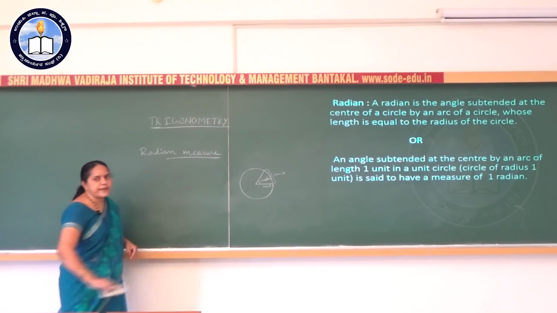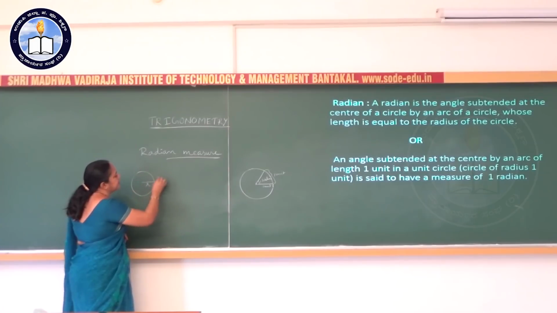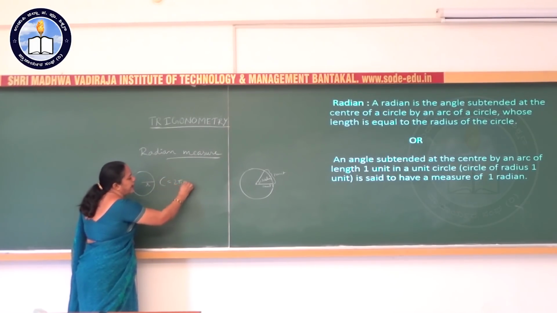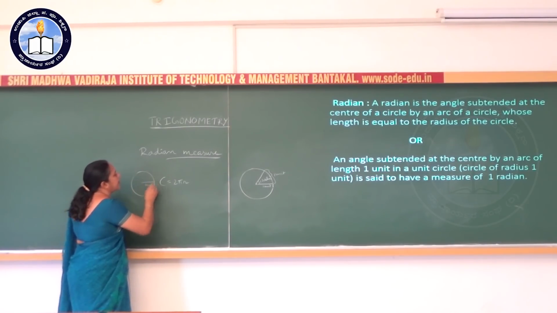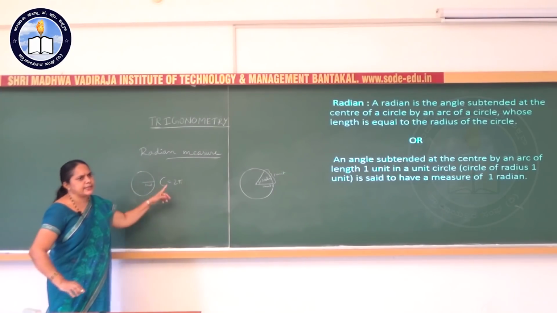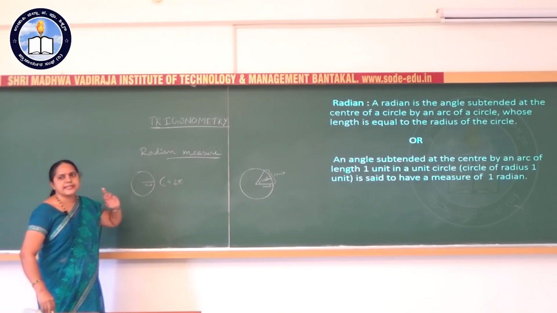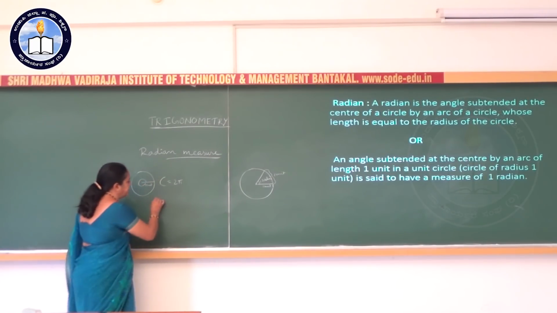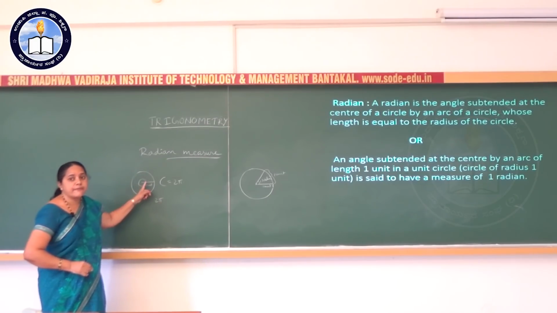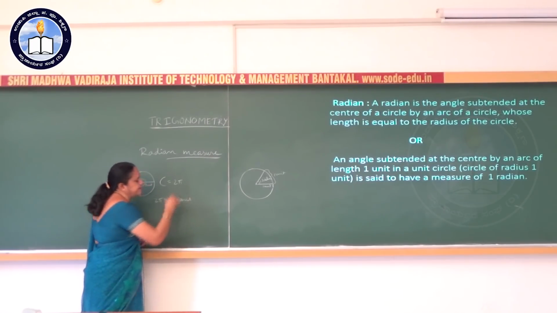What is the circumference of the circle of radius r? We know the circumference of the circle is 2 pi r. If the radius of the circle is 1 unit, what is the circumference of the circle? It is 2 pi. So one complete revolution of the initial side subtends an angle of 2 pi radians.